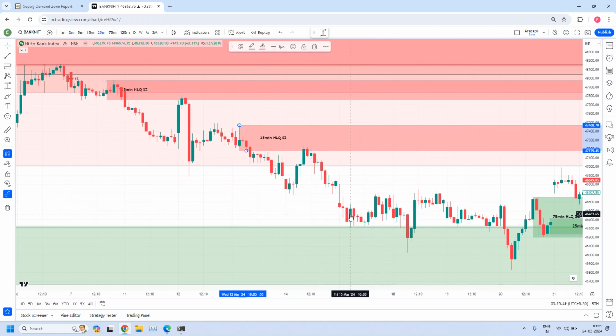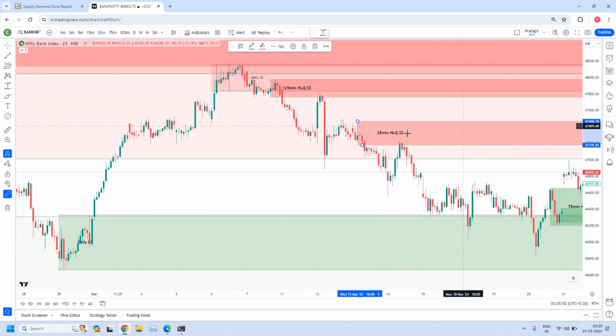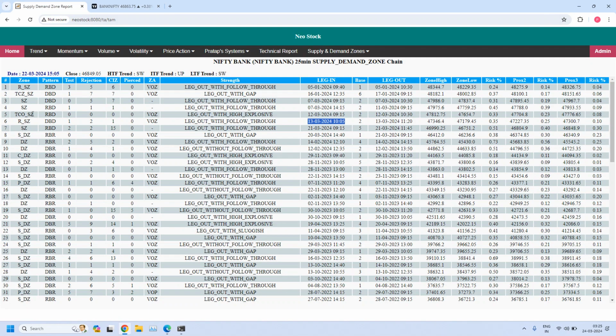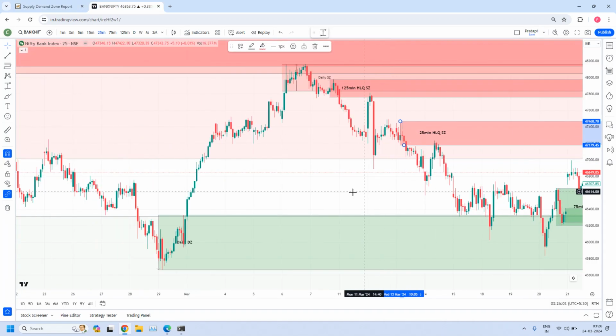I'm not getting into the other zones, the one above, in case it breaks, which zone you need to take. The report is showing you. Please go through the report. That's why I'm telling you, I'm only drawing the immediate levels.